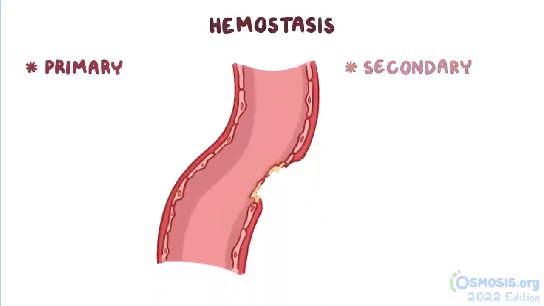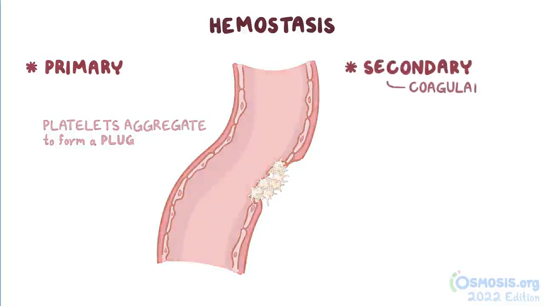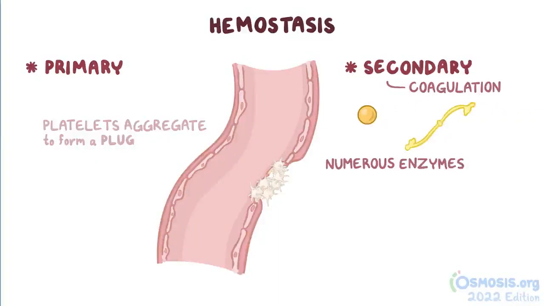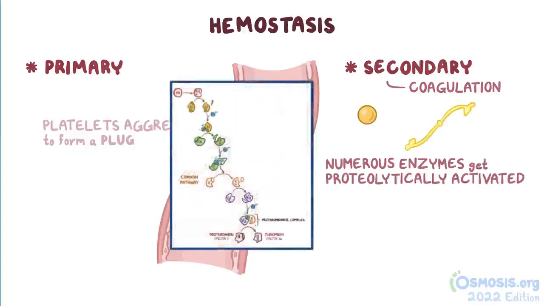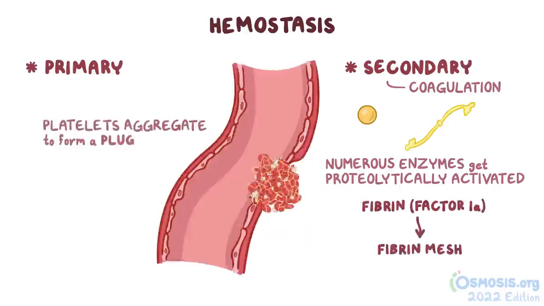In primary hemostasis, platelets aggregate to form a plug at the site of an injured blood vessel. While these platelets are aggregating, coagulation, or secondary hemostasis, starts. This is where numerous enzymes that are always floating around in the blood, called clotting factors, get proteolytically activated, meaning that activation happens when a small piece is chopped off, a bit like pulling the pin out of a grenade. These factors activate one another, eventually leading to the activation of fibrin, or factor 1A. That results in a fibrin mesh, which forms around the platelet plug to reinforce it and hold it together.